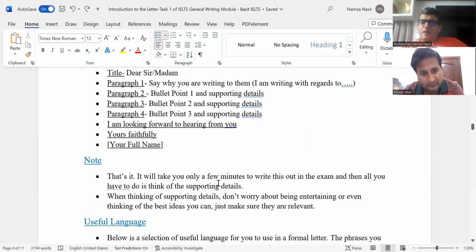That's it. It will only take you a few minutes to write this out in the exam. And then all you have to do is think of the supporting details. When thinking of supporting details, don't worry about being entertaining or even thinking of the best ideas you can. Just make sure they're relevant.